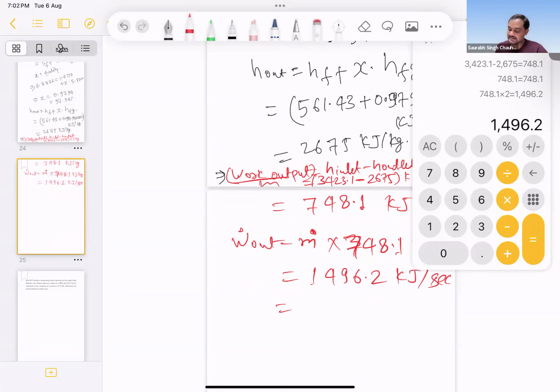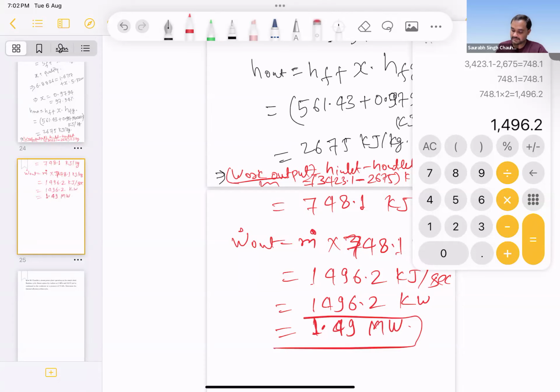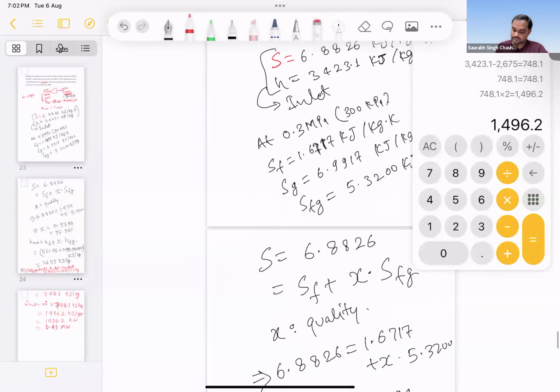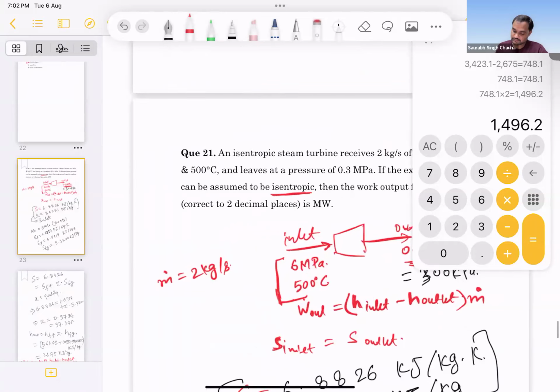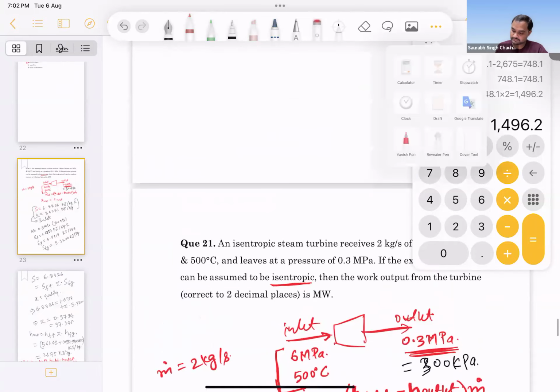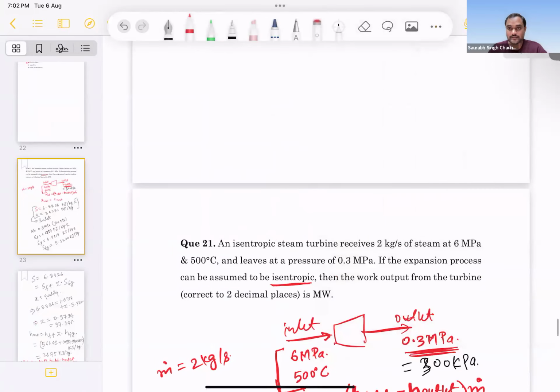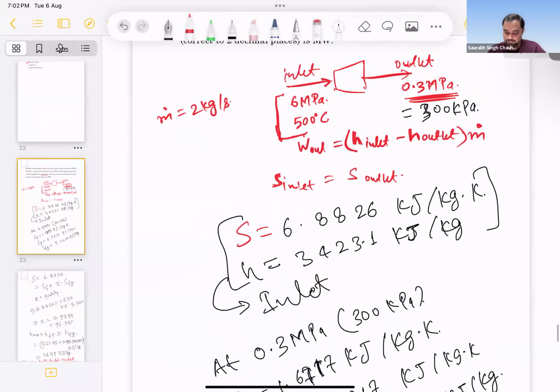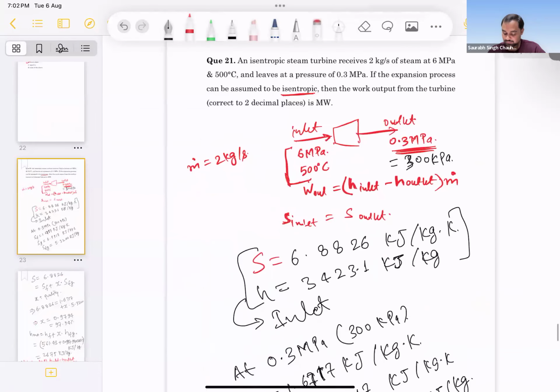Joule per second is basically watt. So 1496.2 kilowatt, or in megawatt terms, you can write it as 1.49 megawatt. So this will be our work output. I hope this is clear, and we can move to the next question.